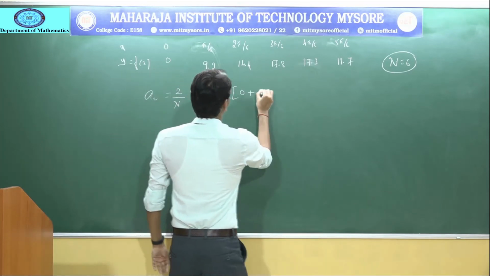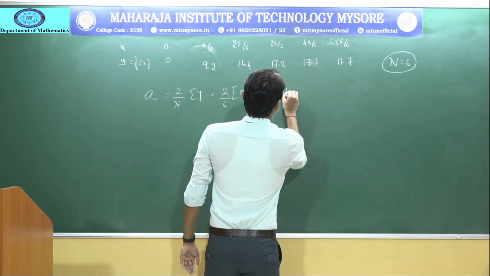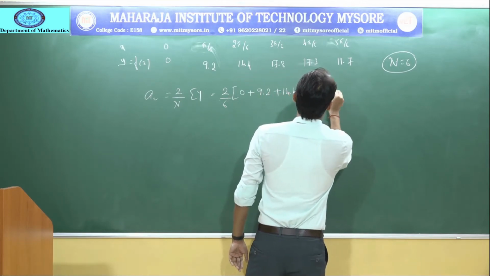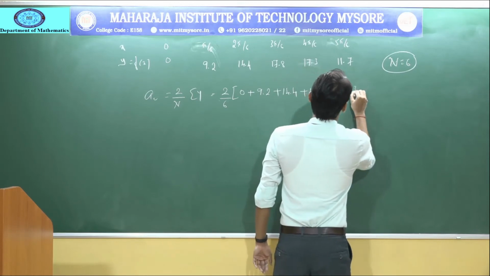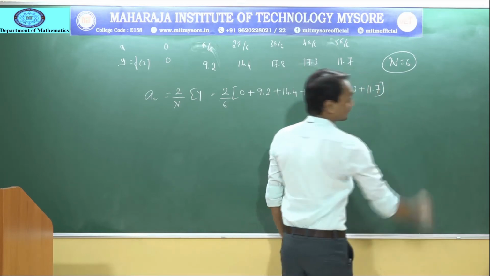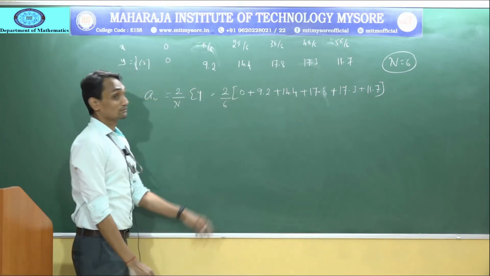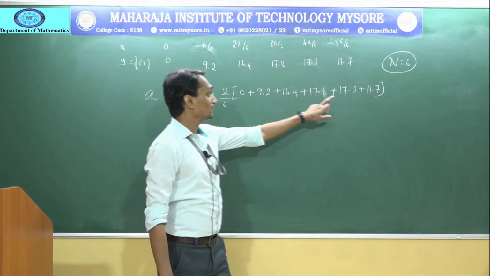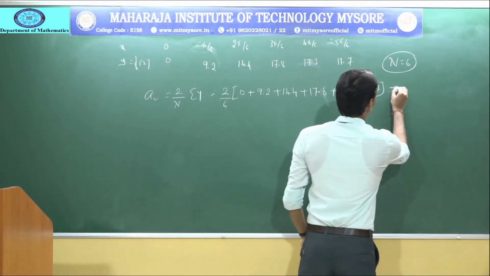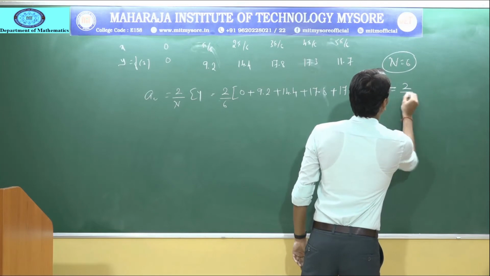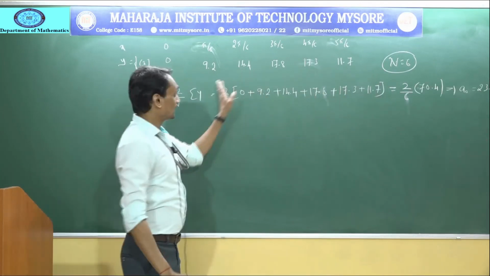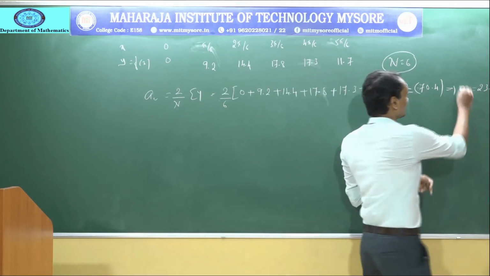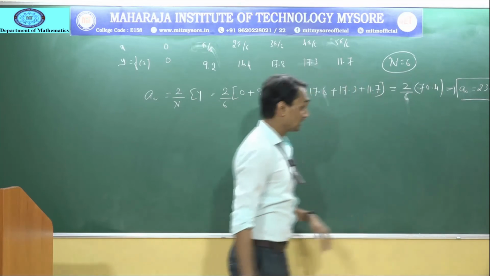So 0 plus 9.2 plus 14.4 plus 17.8 plus 17.3 plus 11.7. Just add all the values in the summation. If you add all these values you will get 70.4, into 2 divided by 6. So a naught becomes 23.66. This is the a naught value.